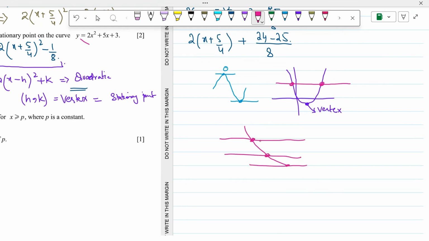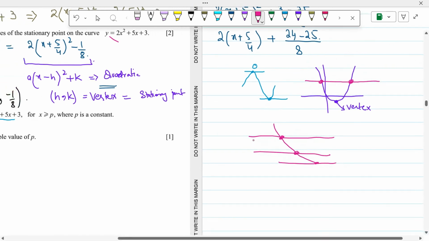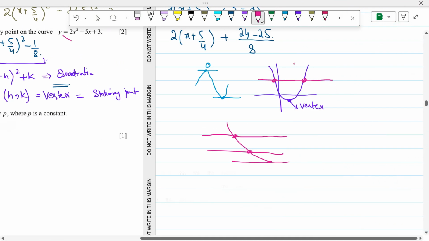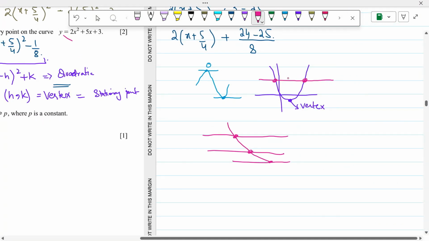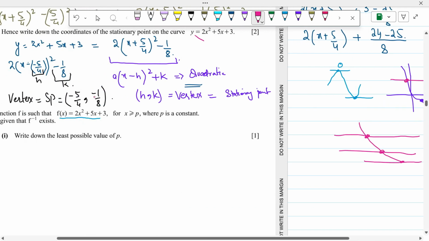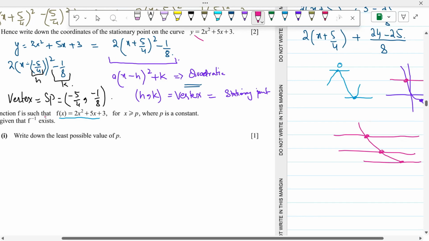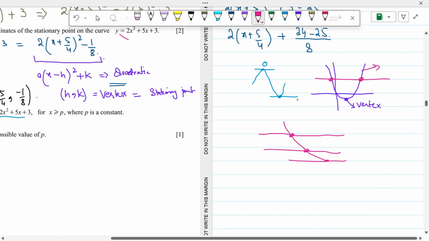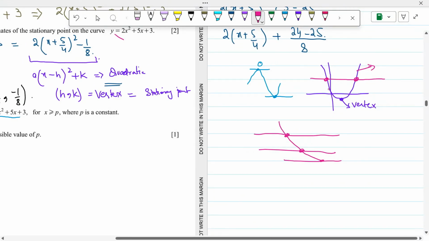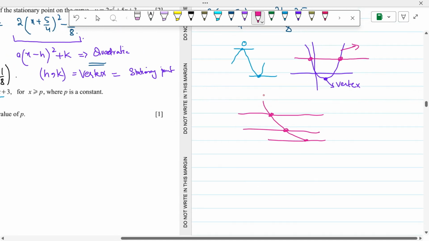So we can say that this function will not have an inverse function, because this function, which is the quadratic equation, has failed the horizontal line test. There is only one possibility for this function to have an inverse function: that it satisfies the horizontal line test. So how is that possible?